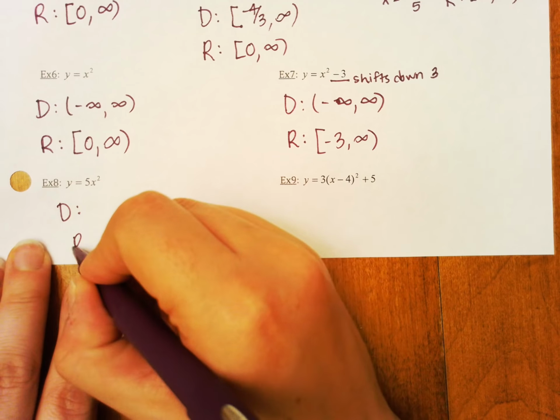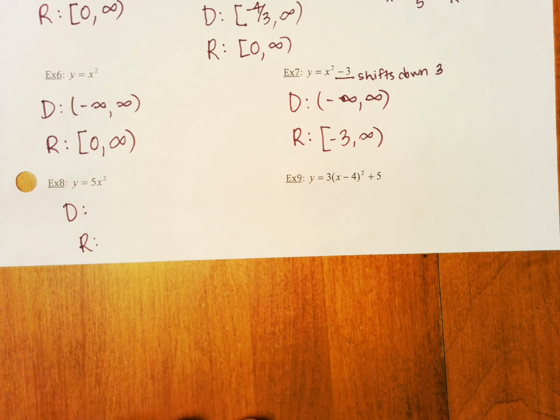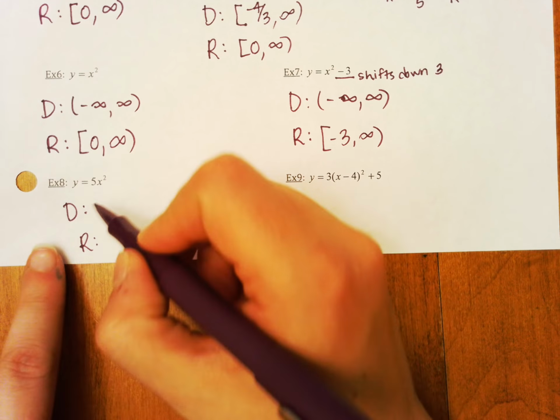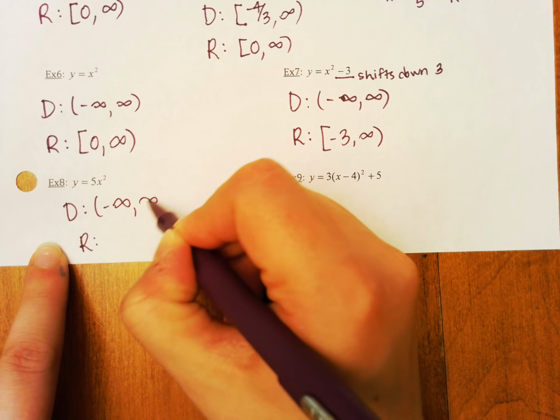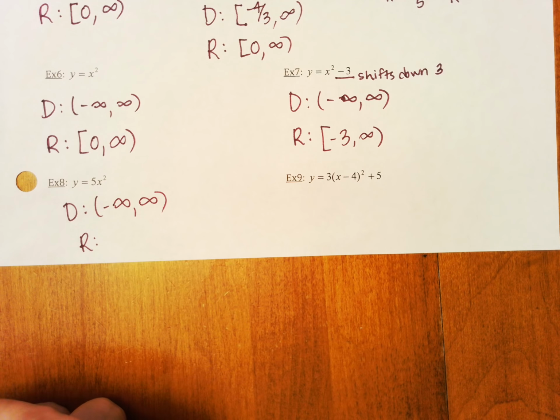All right, same question we're asking. As I'm looking at y equals 5x squared, is there any problem that I'm dealing with? Do I have a square root? Do I have a denominator? The answer is no. I can plug in any value. I can square any value. Same thing that we've been saying.